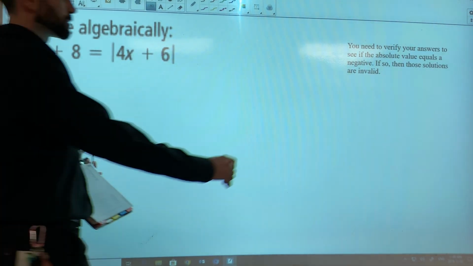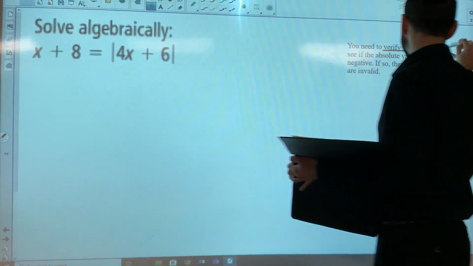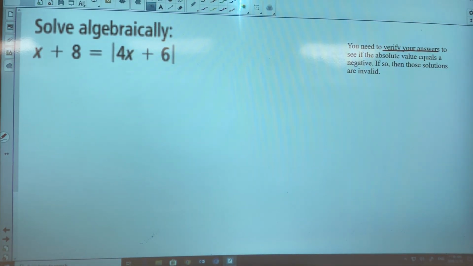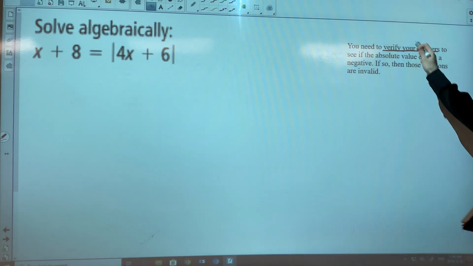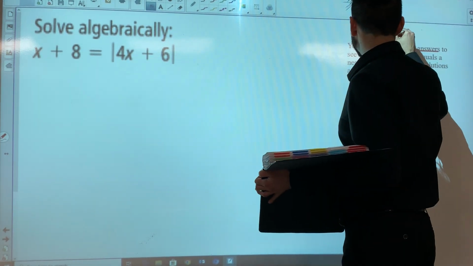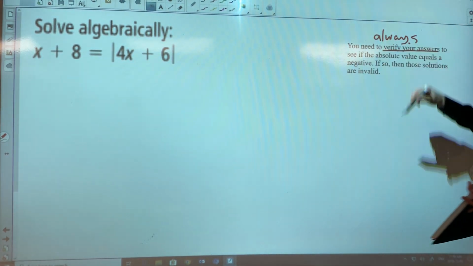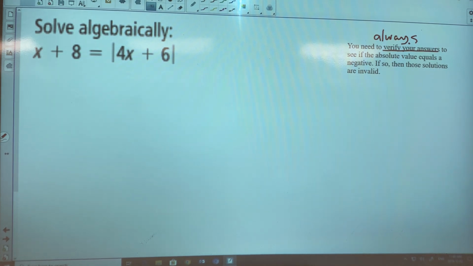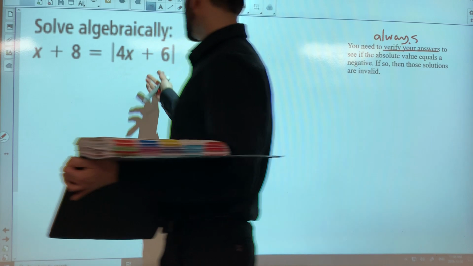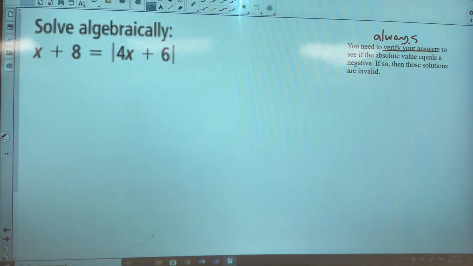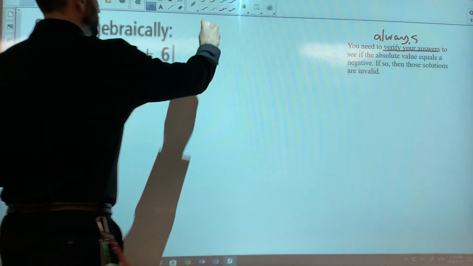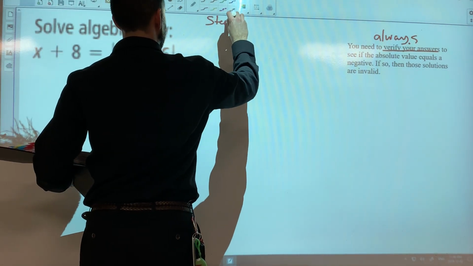Okay? And just a reminder that you need to verify your answers. Sometimes you'll get extraneous roots, so you always need to verify. Because sometimes you'll get an answer that just doesn't work. It can happen. Okay. So, is there anything on this side that I need to get rid of, or is the absolute value isolated? It's isolated. Okay, so maybe before we start, we should write the steps.